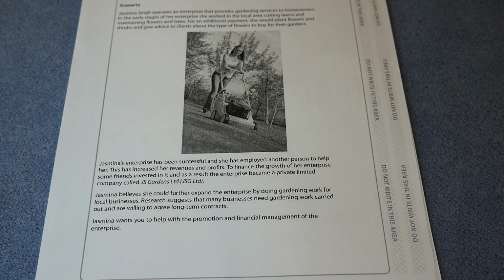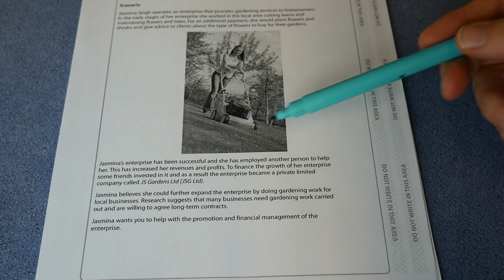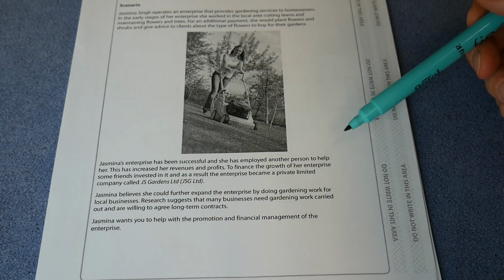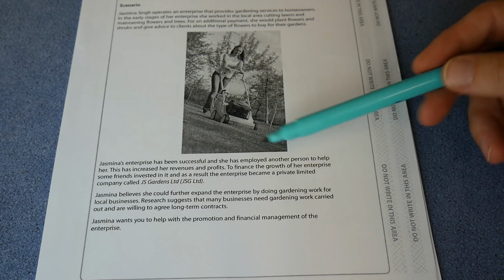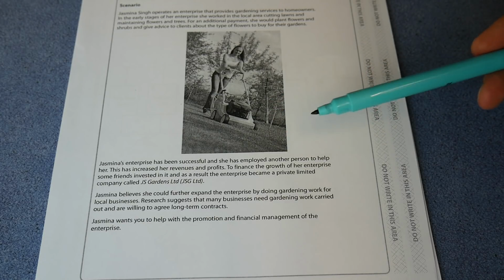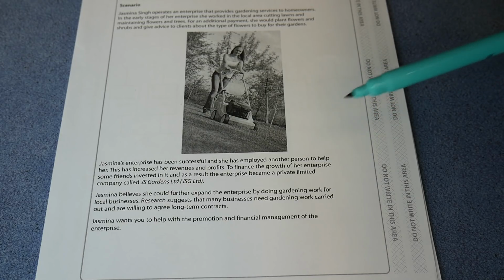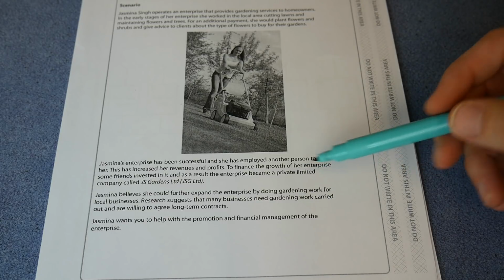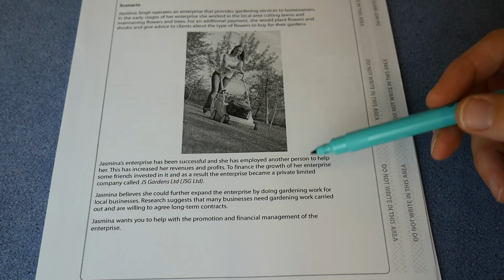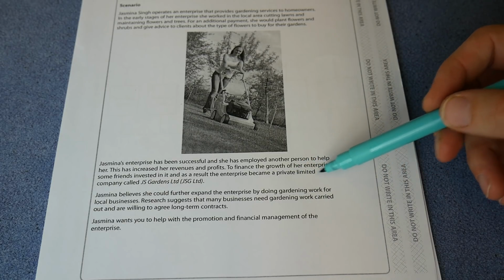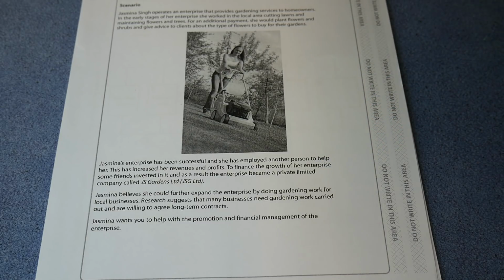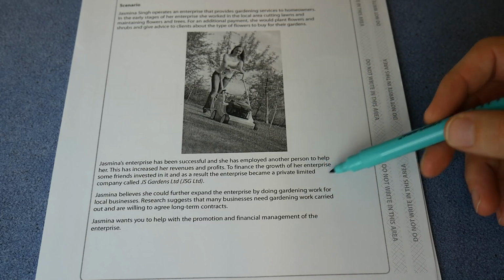Okay, great stuff. Jasmeena's enterprise has been successful, and she has employed another person to help her. It's increased her revenues and profits to finance the growth of her enterprise. Some friends invested in it, and as a result the enterprise became a private limited company. So this simply means that as a private limited company, friends and family can then invest in it, put money into it and become shareholders.